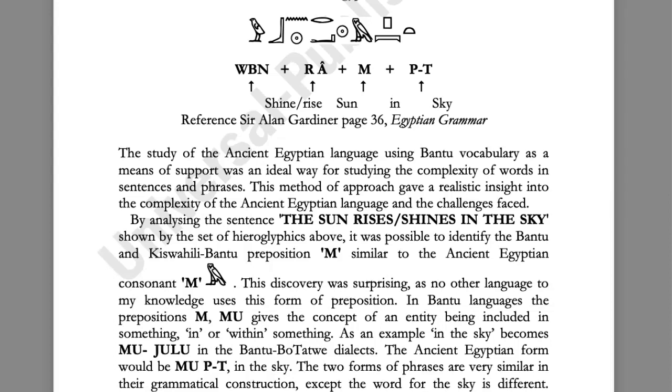From the set of hieroglyphics above, it soon became clear that the ancient Egyptians used the Bantu preposition. An assumption I had to make was this: if the ancient Egyptians used the same Bantu preposition, could more Bantu words be embedded in the language? Let's see, Vanaveto.